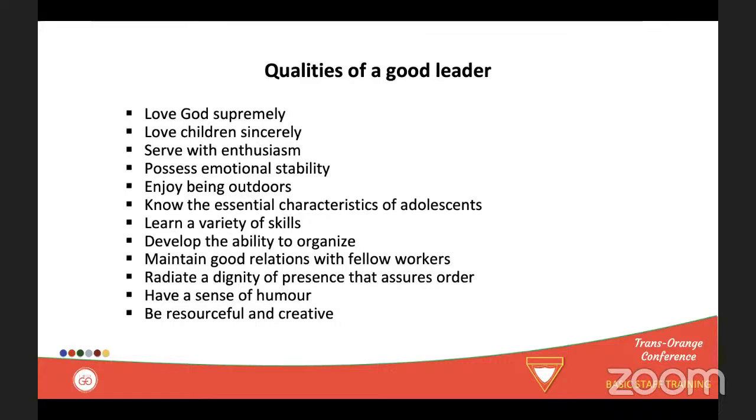Be resourceful and creative. Creativity is very much important when you are working with the children, to make sure that they love new things. You mustn't be predictable, to know that always we are doing it this way. Just be creative so that they always look forward to something new.